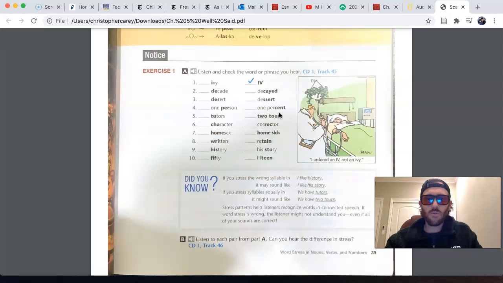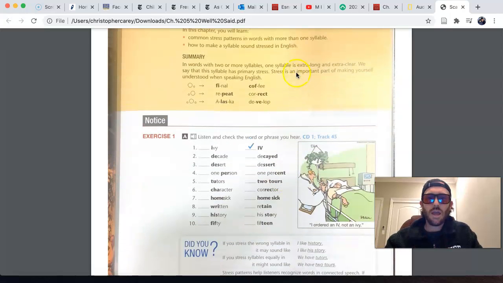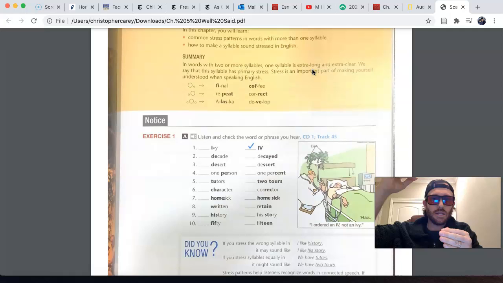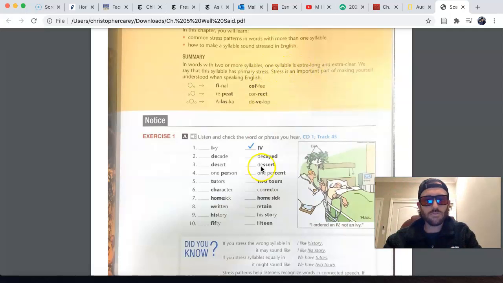1% for number 4. It's on the third syllable. 1%. That vowel sounds longer and extra clear. The vowel sound in that syllable sounds longer, higher in intonation, and extra clear, more clearly pronounced.